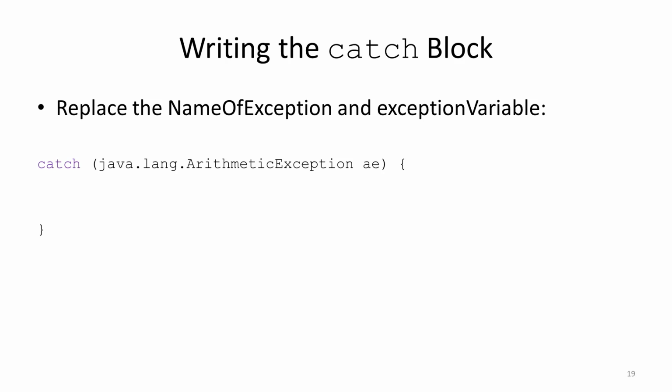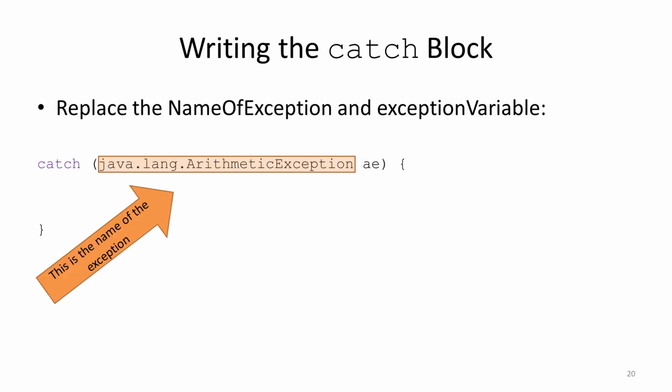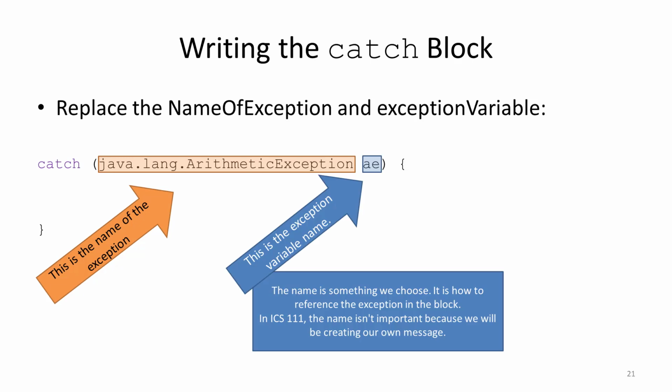So I take the name of the exception as I saw it in the message, java.lang.ArithmeticException, a space, and then your variable name. So this first part, that is the name of the exception as I saw it in the message when the program crashed. And the second part, this is the exception variable name. The name is something we choose or something you come up with. It is how to reference the exception in the catch block.